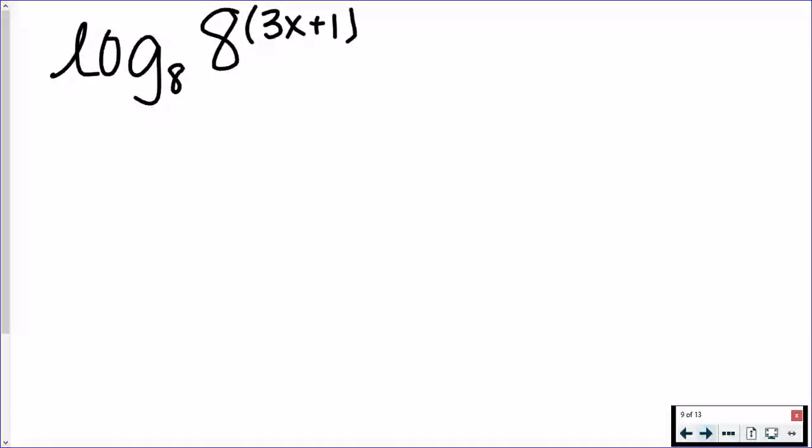Okay. This is just another demonstration of the property that I just used on the last slide. These numbers match. The base matches, that 8 in this case. So the answer is the exponent. The reason I'm showing this one is because I see students mess up on this sometimes. They feel like they haven't done enough, but the answer really is just 3x plus 1. You don't have to do anything else.